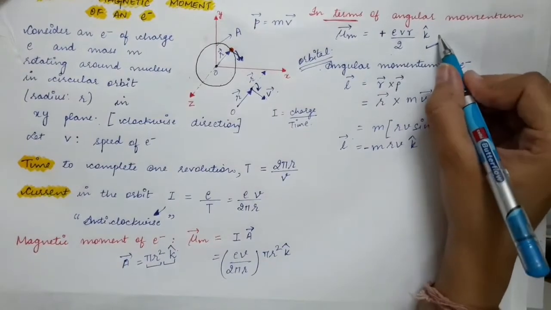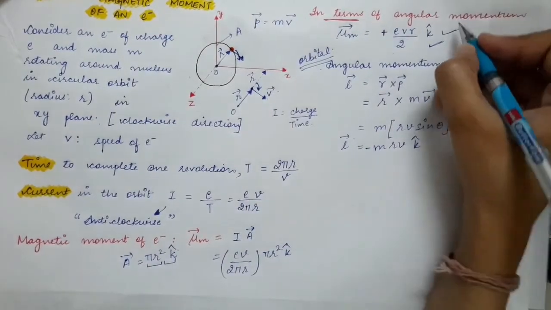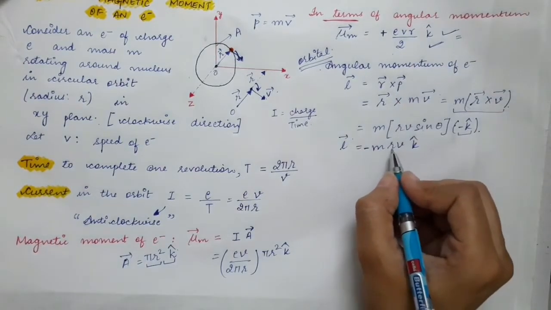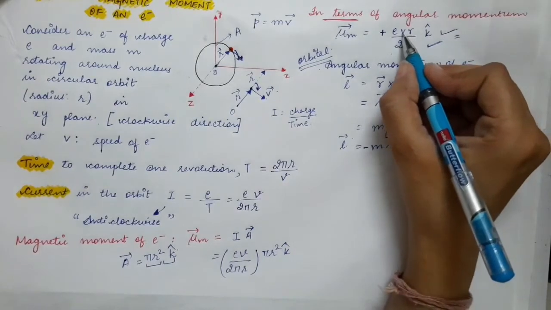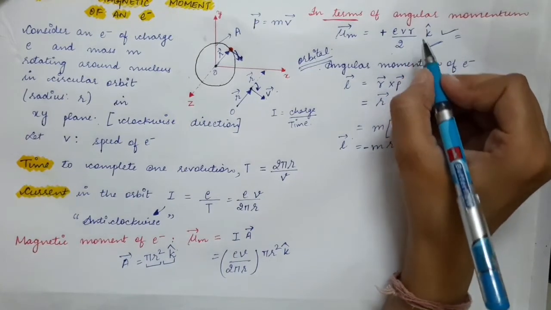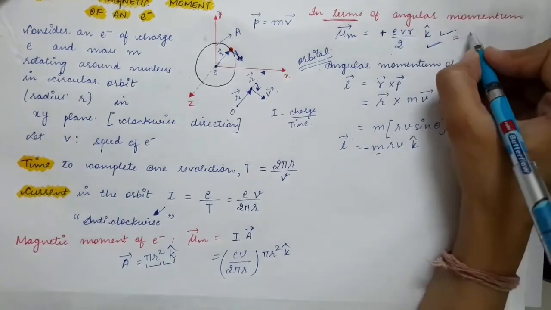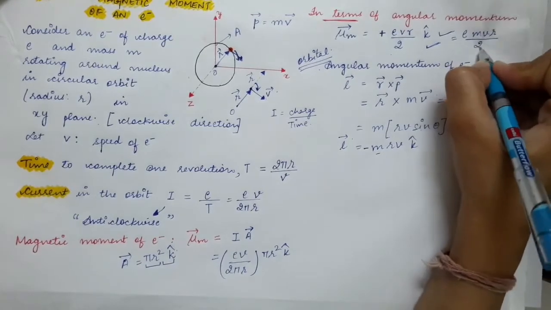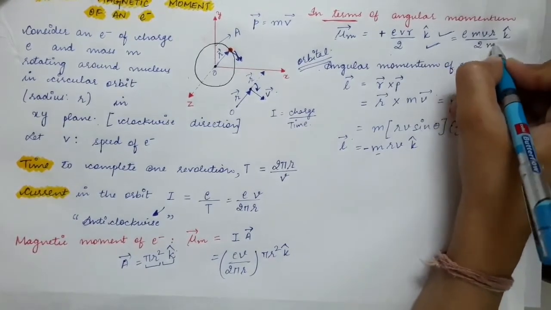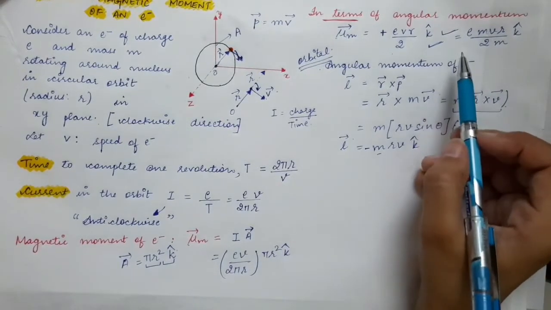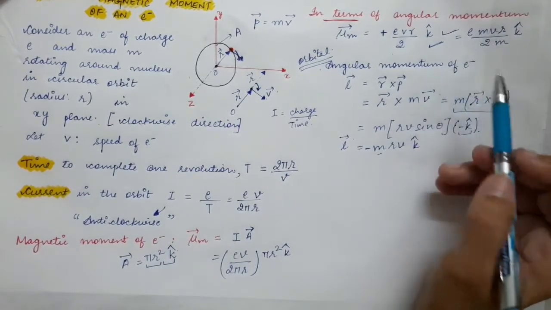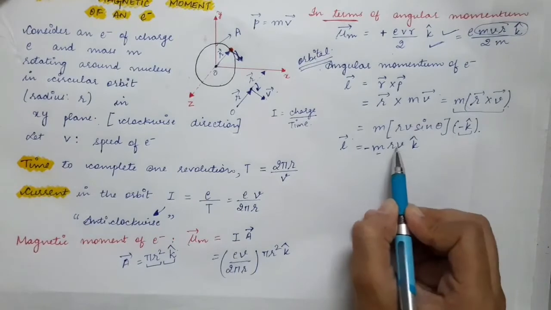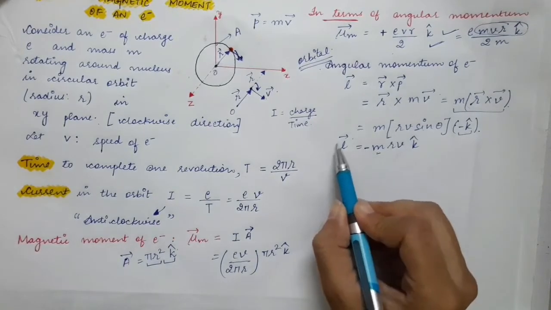Now in this formula of magnetic dipole moment, let's multiply and divide by small m, because over here you have m into r into v and here you have just v into r. So you will multiply and divide by small m. So what will you get? You will get E into mvr divided by 2 times k cap, as well as divided by m. So we have multiplied and divided by small m. So this mvr k cap will be equal to minus of L vector.